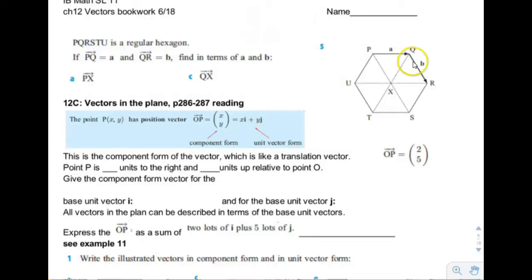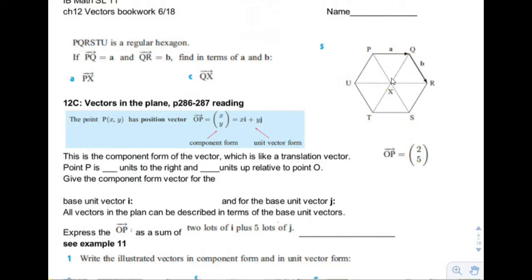Let's see, PQRSTU is a regular hexagon. If PQ is A and QR is B, find in terms of A and B, PX and QX.